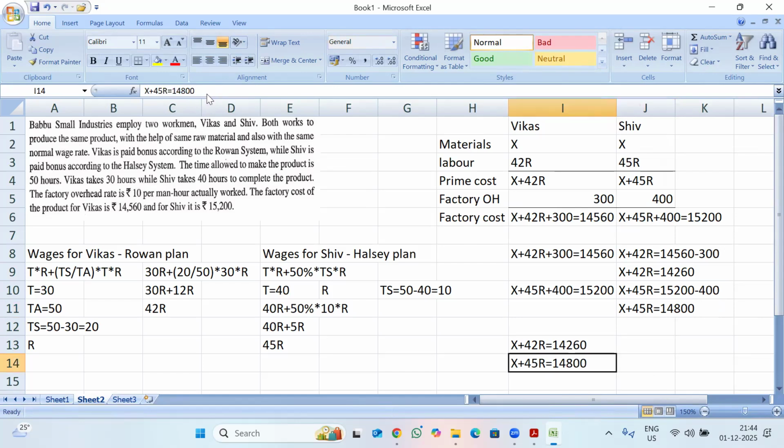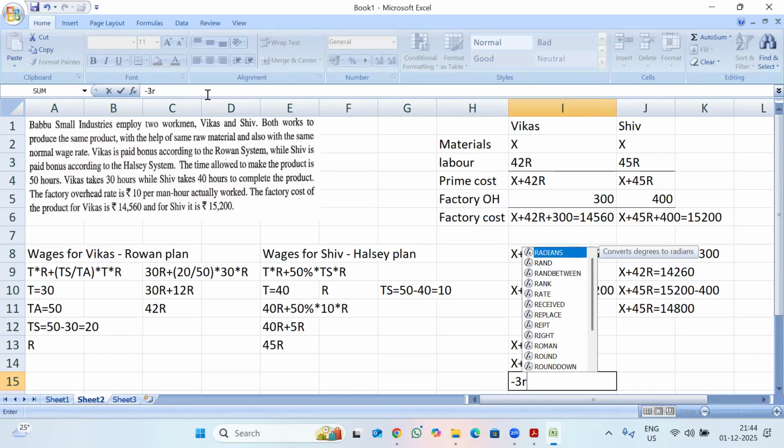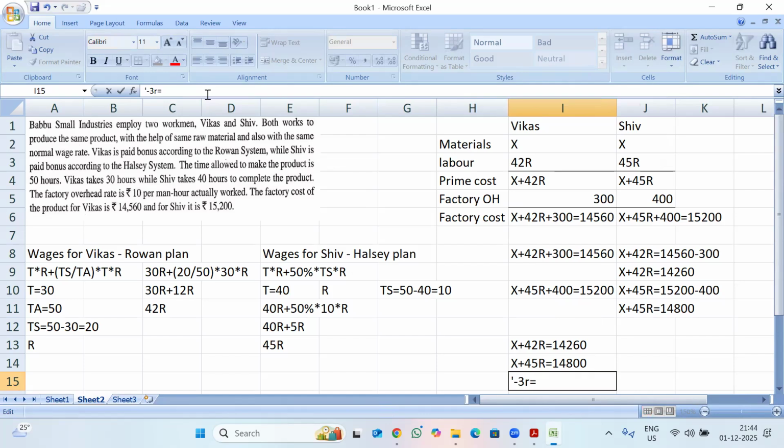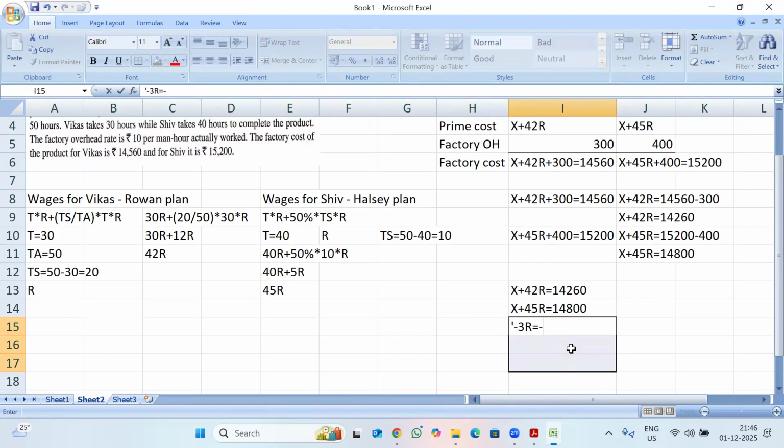So I can change the sign. So I will be getting X and X cancel, minus 3R equals 14,260 minus 14,800, which gives minus 540. So R is equal to 540 divided by 3. So R will be 180. So my wage rate per hour is 180.